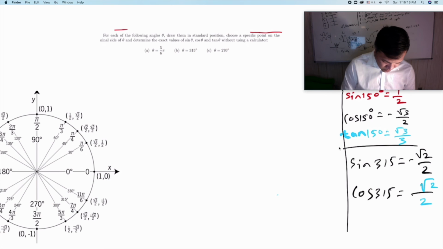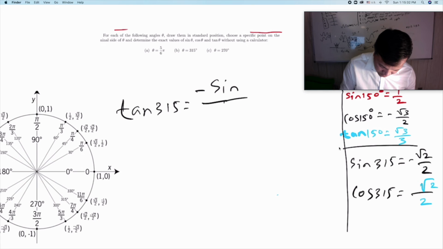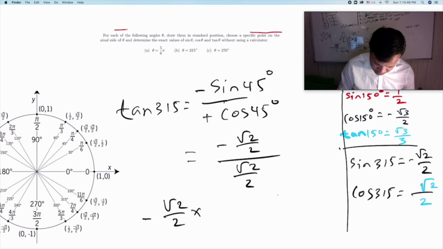So tangent 315 is equal to negative sine 45 degrees over positive cosine 45 degrees. Negative sine 45 degrees we already know is negative square root of 2 over 2, and positive cosine is square root of 2 over 2. So square root of 2 over 2 divided by square root of 2 over 2, this cancels, this cancels, so negative 1. So tangent 315 is equal to negative 1.